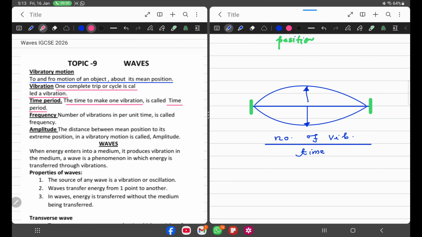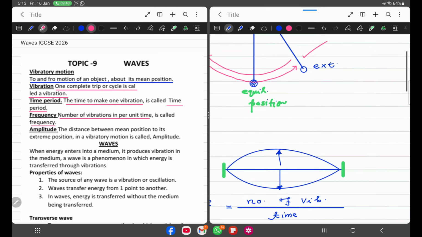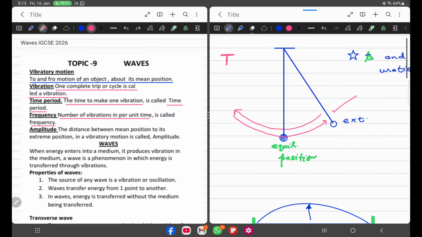And the number of oscillations, the number of vibrations in 1 second, is called frequency. So frequency is the number of vibrations per unit time. And now the last basic definition.